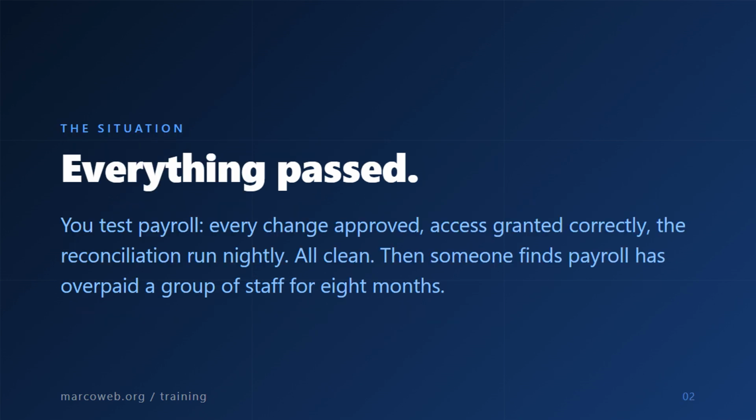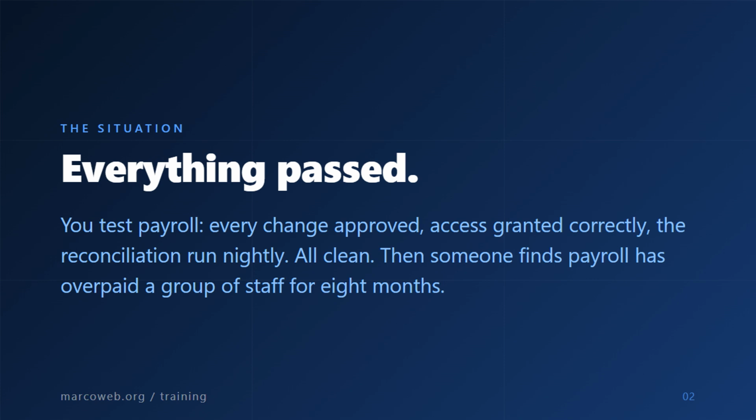Here is how that goes wrong. Management asks for assurance over the payroll system. You test that every change had an approval, that access was granted through the correct workflow, and that the interface reconciliation ran nightly and was signed. Everything passes, and you report that payroll controls are operating effectively.